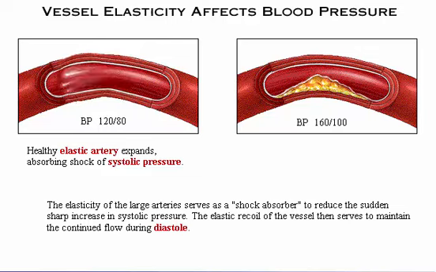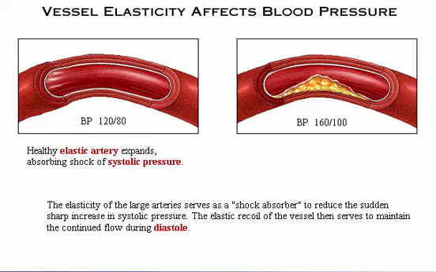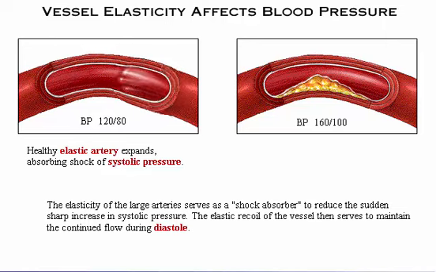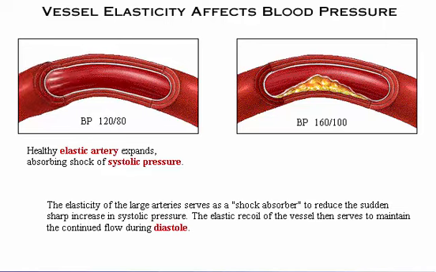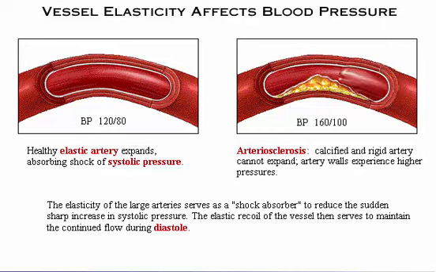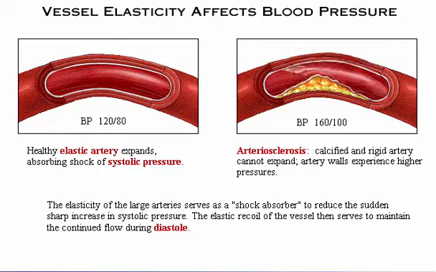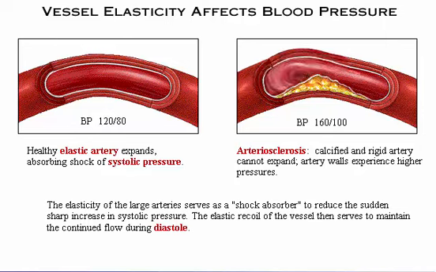Besides peripheral resistance, blood vessel elasticity also affects blood pressure. A healthy elastic artery expands, absorbing the shock of systolic pressure. The elastic recoil of the vessel then maintains the continued flow of blood during diastole. In the disease of arteriosclerosis, arteries become calcified and rigid, and so they cannot expand when the pulse wave of systolic pressure passes through them. Thus, the artery walls experience higher pressures and become weaker and weaker.